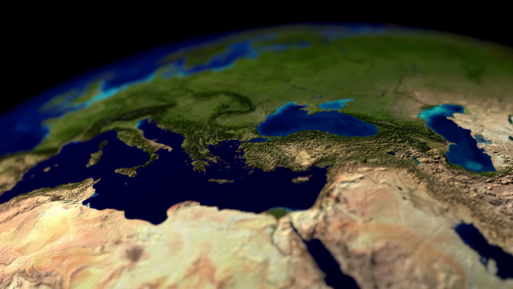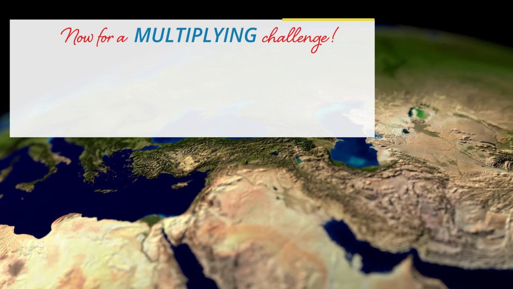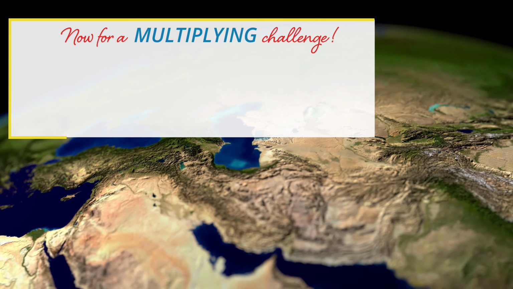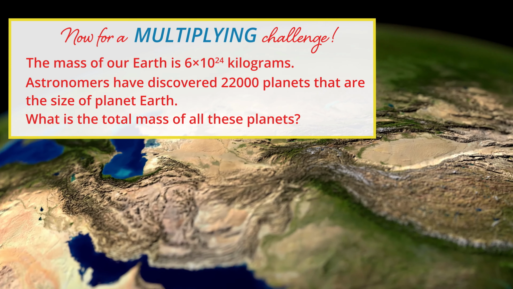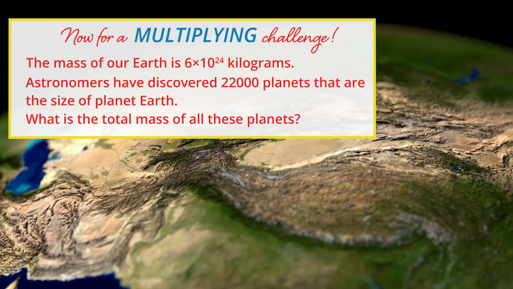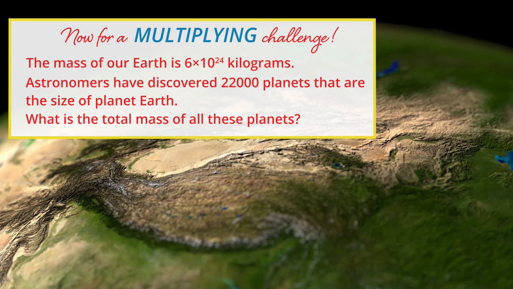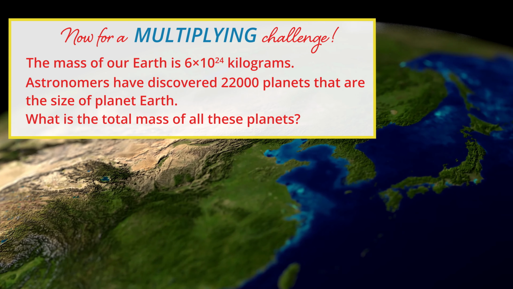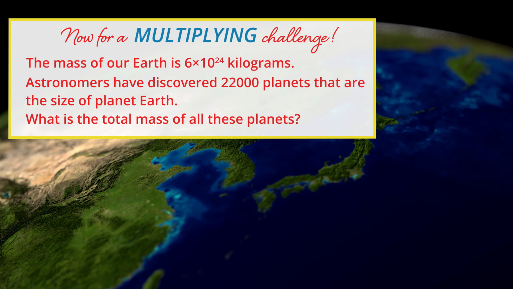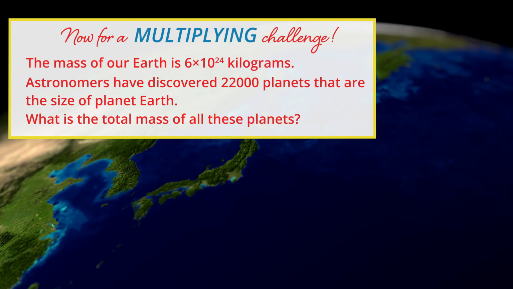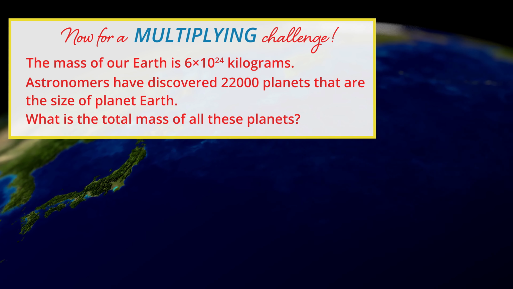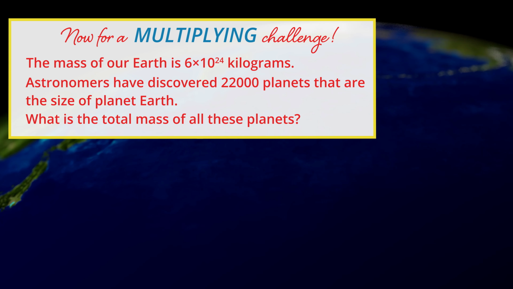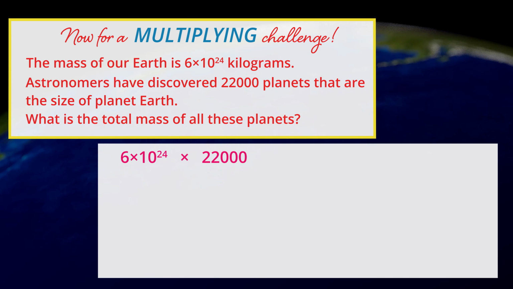Are you ready for a challenge? In this example, we will learn to multiply using scientific notation. The mass of our Earth is 6 multiplied by 10 to the exponent of 24 kilograms. Astronomers have discovered 22,000 planets that are the size of planet Earth. What is the total mass of all these planets? The mass of the Earth is multiplied by the number of planets.